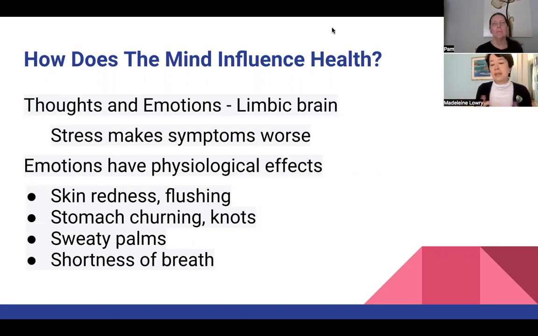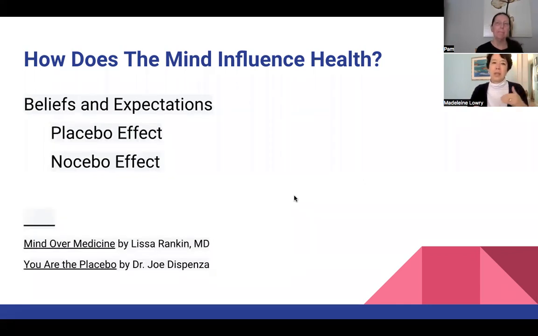We're all familiar with this. In fact, we reflect this in our language when we say, how do you feel? We mean, how do you feel emotionally? And also, how do you feel physically? We use the same word, right? So definitely the emotions make themselves known in the physiology as well. So in addition to thoughts and emotions, beliefs and expectations also affect our physical health.